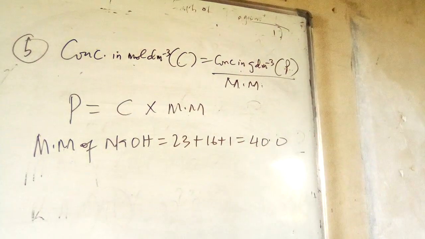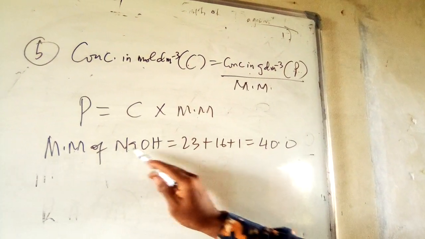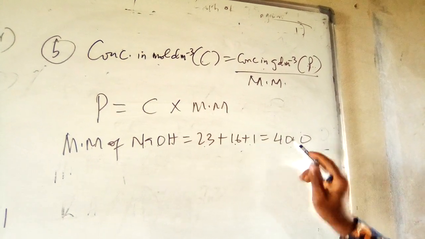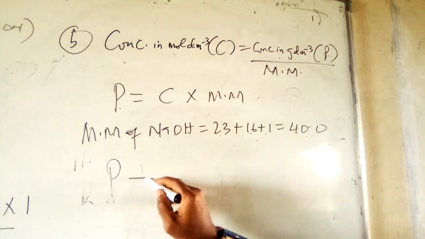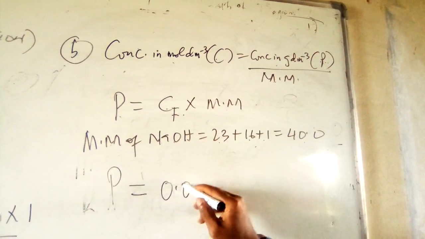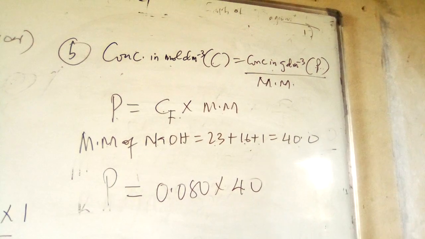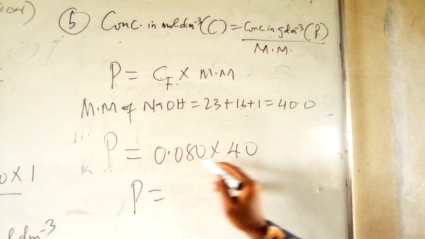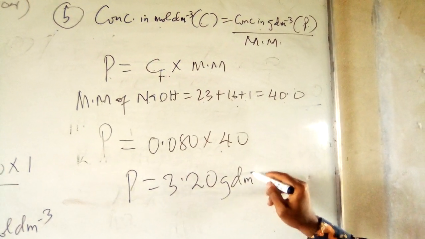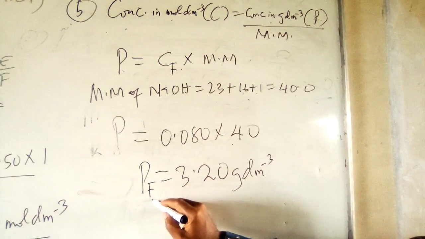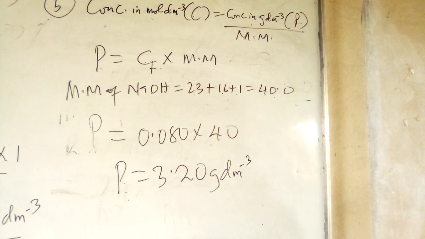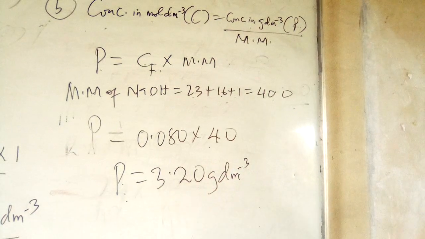We now find the molecular mass of sodium hydroxide. The atomic mass of sodium is 23, oxygen is 16 and hydrogen is 1. And we have 40. Then to get rho, the conc in gram per dm cube, we now have C. This C stands for CF, that is the base. 0.080 times 40. What is the value? We're going to have 3.20 gram per dm cube. So this is the concentration of the pure base, F, in gram per dm cube.